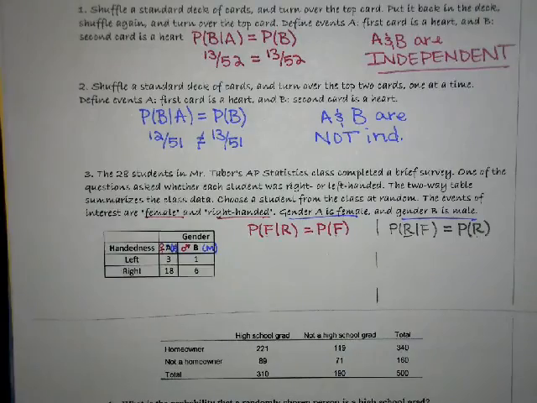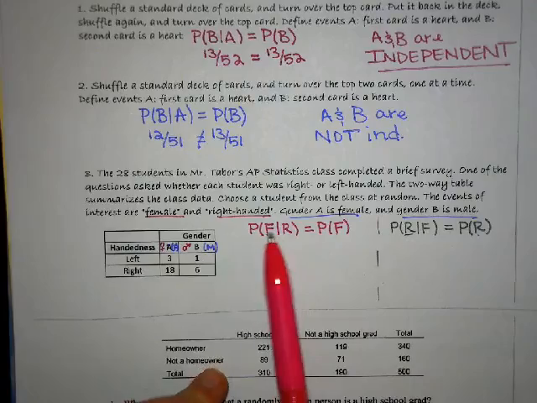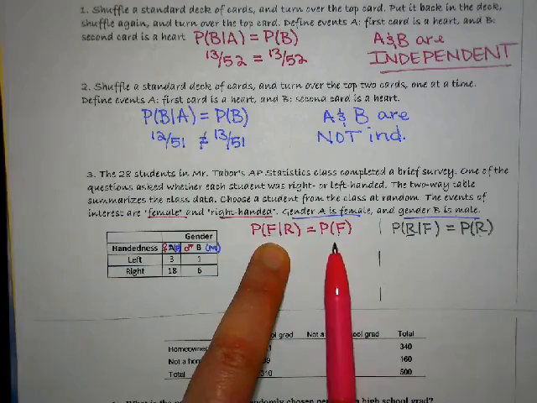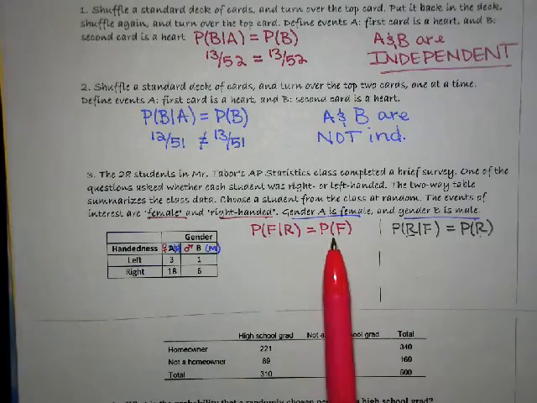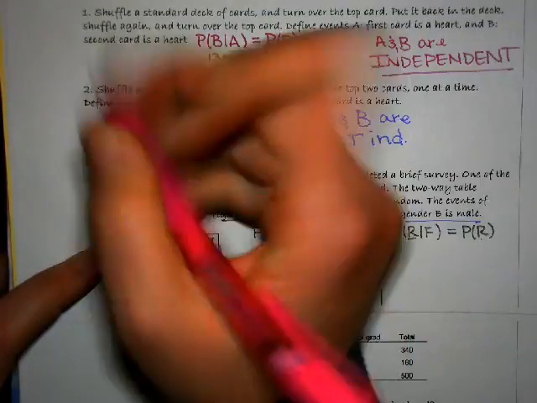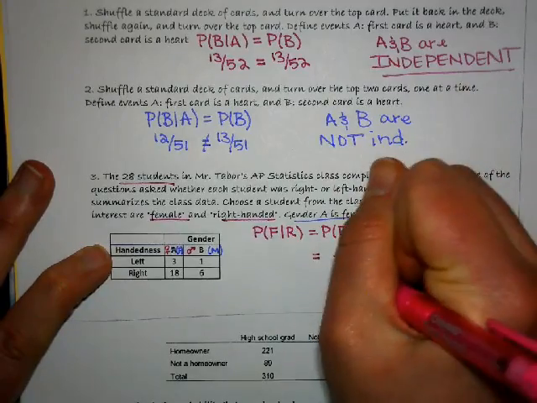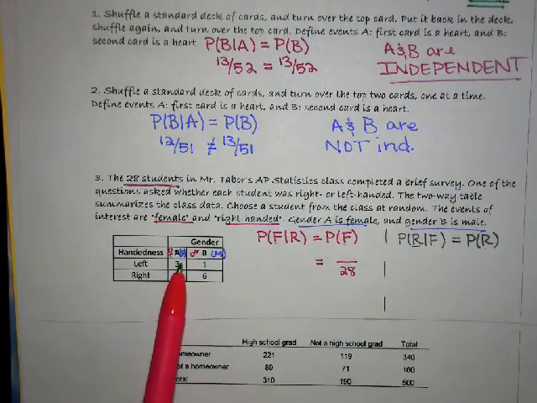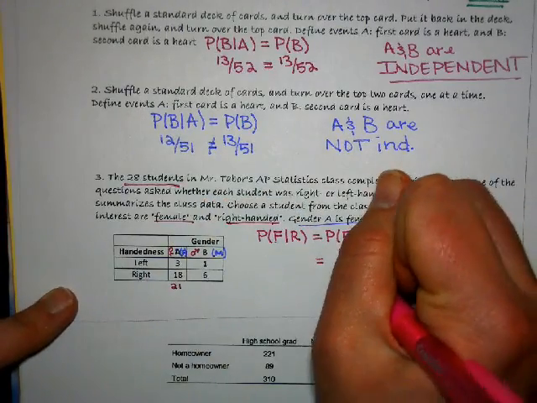So, even though we read it as the probability of female given right-handed equals the probability of female, I'm going to start over here because that one's a little more straightforward to me. So what's the probability that a student chosen at random is female? I know there are 28 students in the class, so it's going to be out of 28. And then gender A is female, and there are 3 plus 18. There's 21 females in the class. So probability the student I randomly pick is female is 21 out of 28.